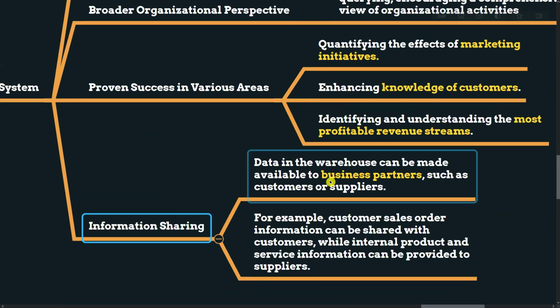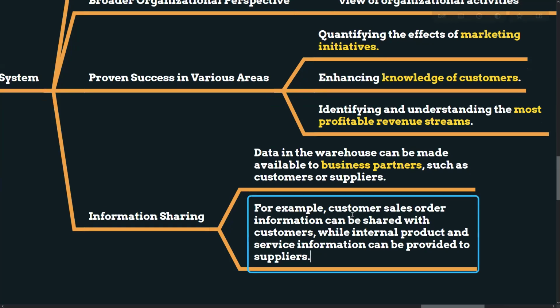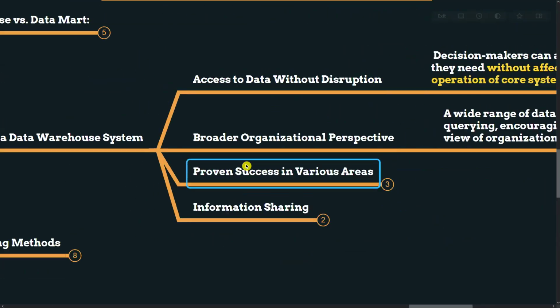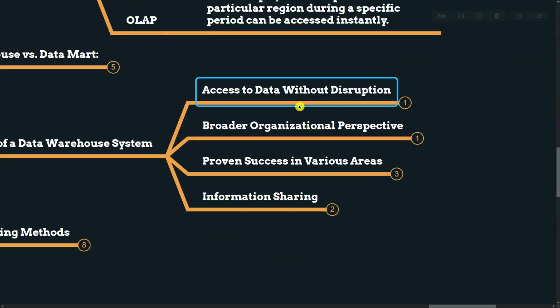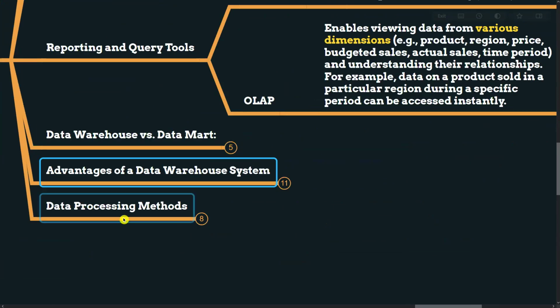And also information sharing. Data in the warehouse can be made available to business partners such as customers or suppliers. For example, customer sales order information can be shared with customers, while internal product and service information can be provided to suppliers. Information sharing means a data warehouse allows companies to share information with partners, like a library lending books to other libraries. A company can share sales data with a supplier to help them understand which products are in high demand, allowing for better inventory management and restocking. That's information sharing. Easily we can share information with our business partners so they can understand our business and take decisions accordingly. Those are the advantages of data warehouse systems.